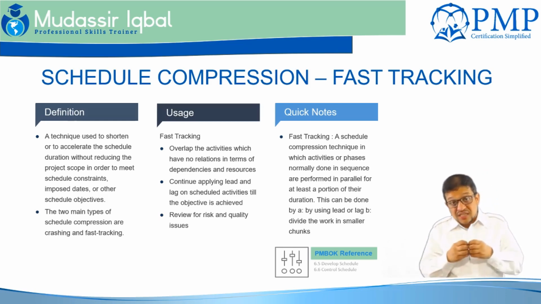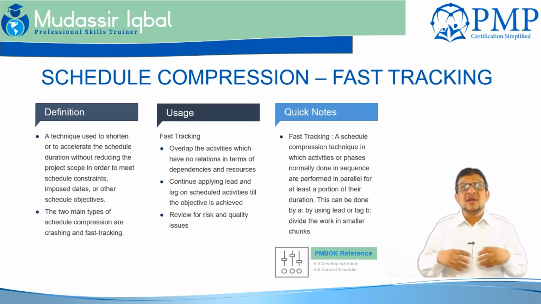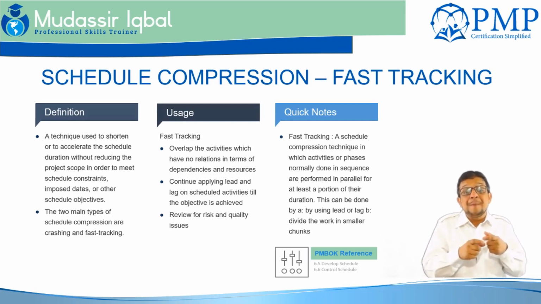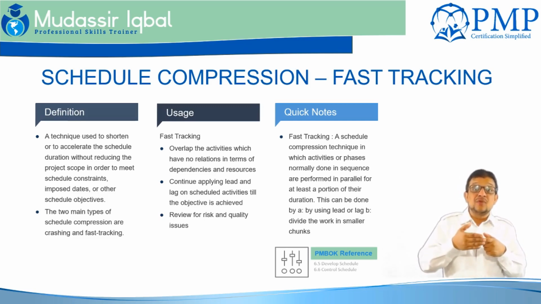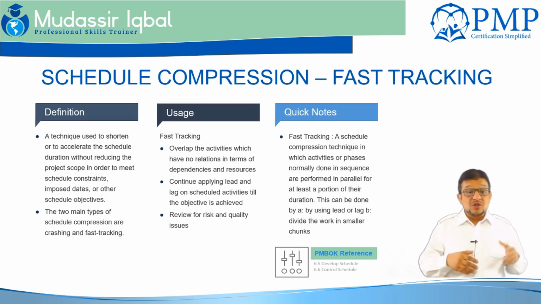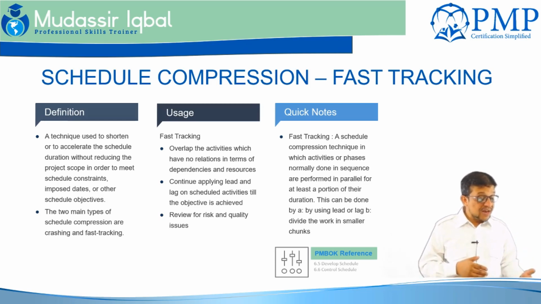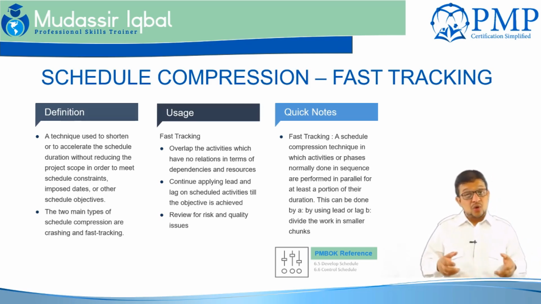When you are talking of fast tracking, you may actually be making waste, because some of the activities will not be approved for the fast tracking. You may have to rework, because when the design is approved, you realize you have done something wrong. So this is called fast tracking. We have seen crashing. Both are used for developing schedule and control of schedule, overlapping the activities, continuing to apply leads and lags on schedule activities, and reviewing the risk and quality, because you don't want to lose quality just to gain some days by leading.